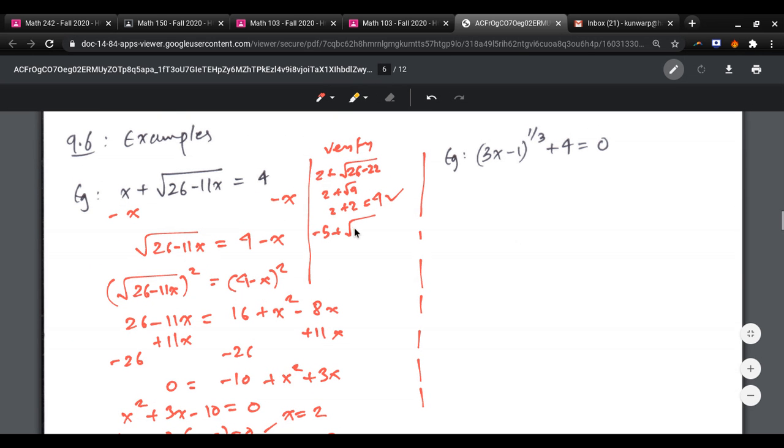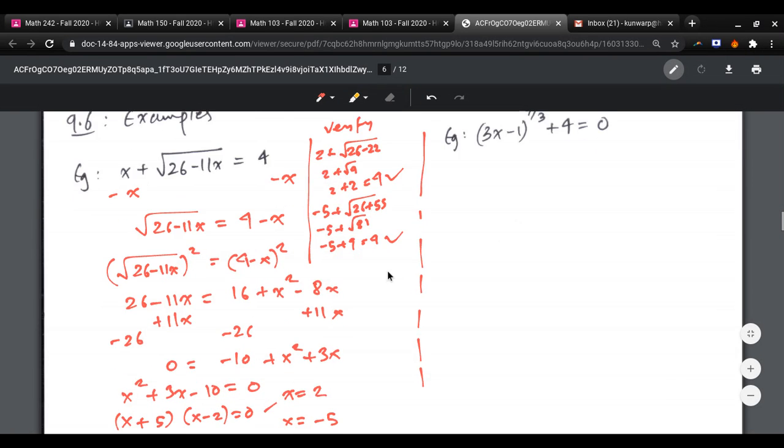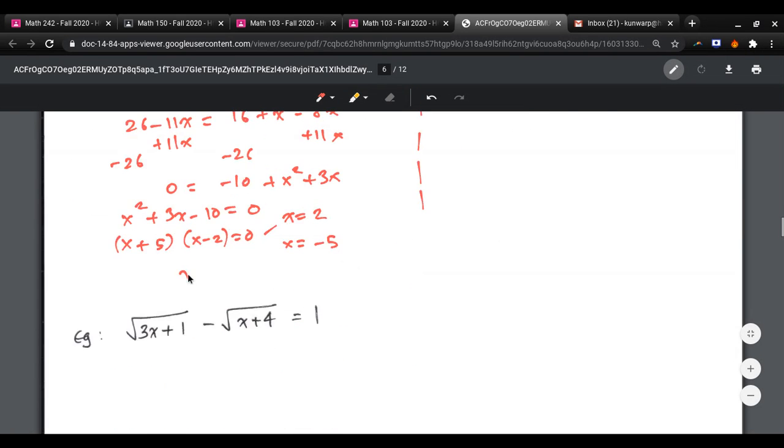Negative 5 plus root 26 plus 55. That's negative 5 plus root 81. It's negative 5 plus 9. That's 4. So that works too. So x equals the set negative 5 and 2.